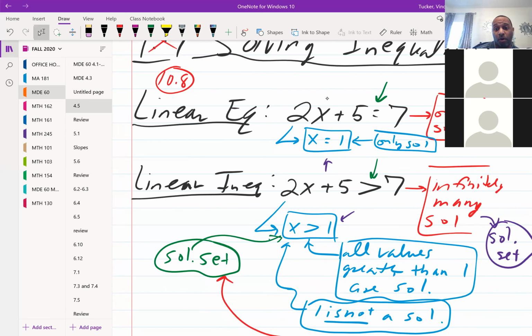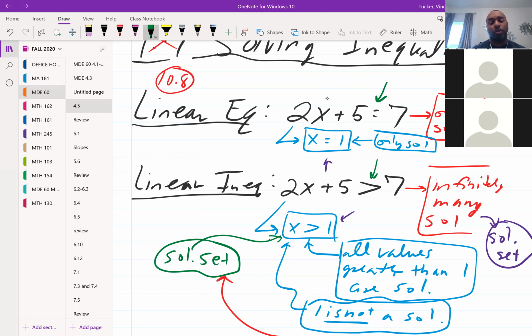So that means all values greater than 1 would be a solution, or will make this statement true. In other words, if I were to plug in, let's say, 10 for x, 2 times 10 is 20. 20 plus 5 is 25, and that creates a true statement. 25 is greater than 7. So remember, for an inequality, all you need to do is plug in a value that will make that statement true. Anything that you plug in that will make the left side greater than 7 would be a solution.